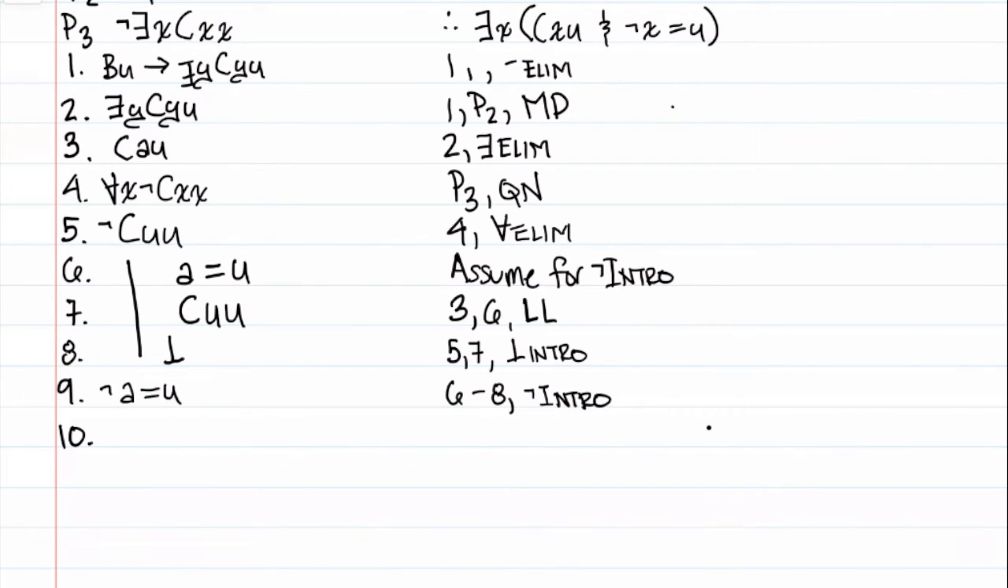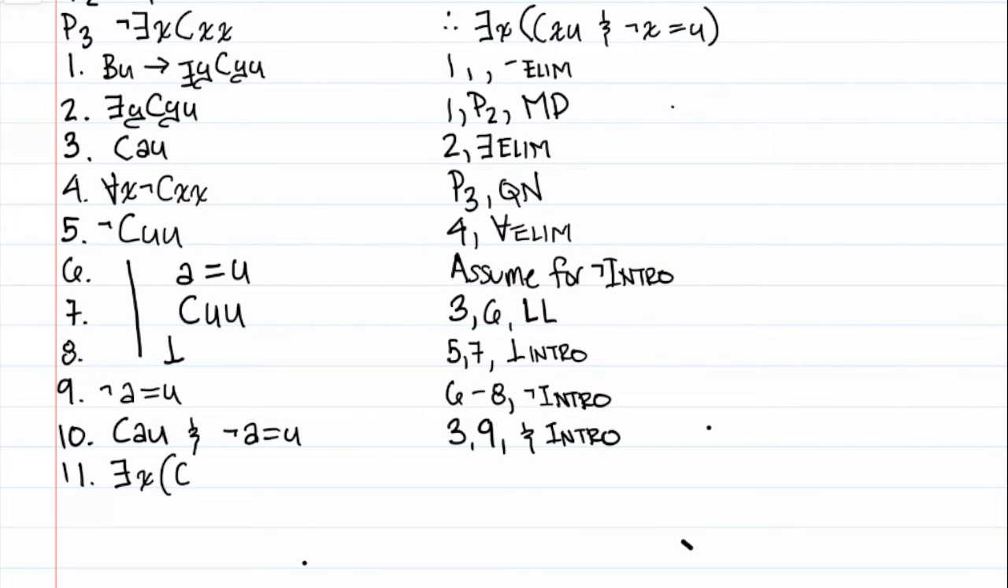Well, from 3 and 9, we can infer their conjunction, that A is the cause of the universe and A is not the universe. And we got this from 3 and 9, conjunction introduction. And then finally, we can now say something is the cause of the universe. Some x is such that it is the cause of the universe, and whatever that x is, it sure isn't the universe. We got this from 10 and existential quantifier introduction. And that is just our conclusion.